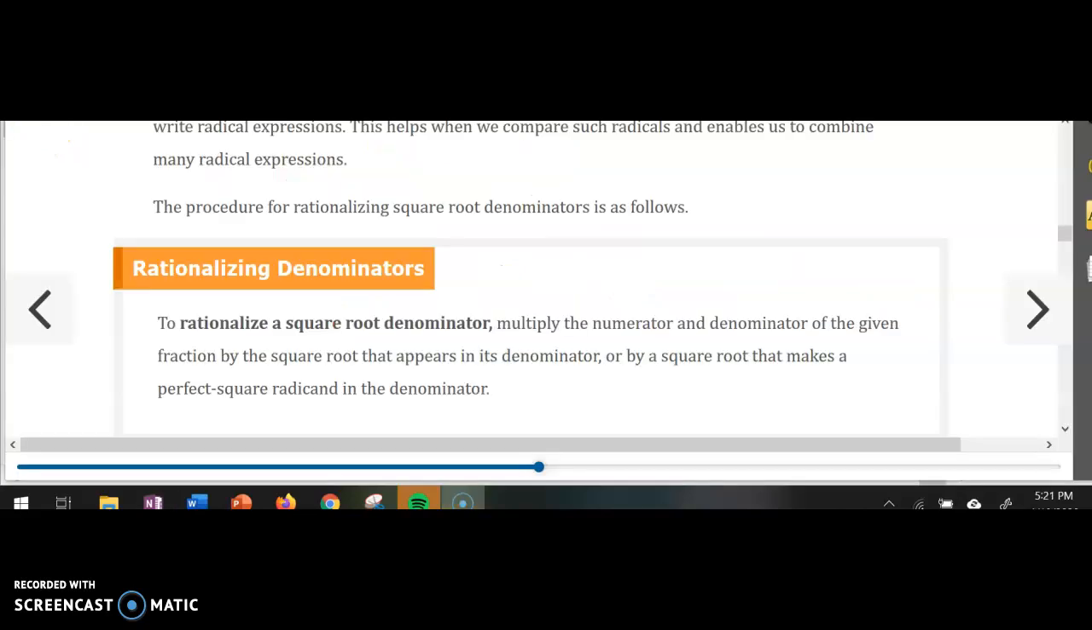I'm going to leave you with a definition of rationalizing a square root denominator from your textbook. And I'll just read it out loud to you. To rationalize a square root denominator, multiply the numerator and denominator of the given fraction by the square root that appears in its denominator, or by a square root that makes a perfect square radicand in the denominator. Again, in your textbook, great examples, actually great videos there.